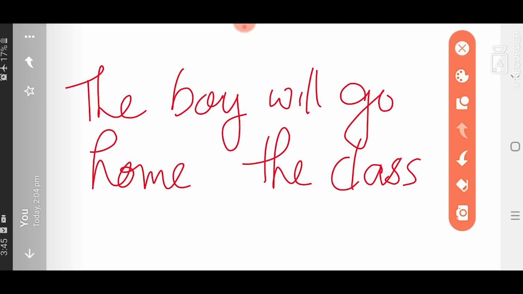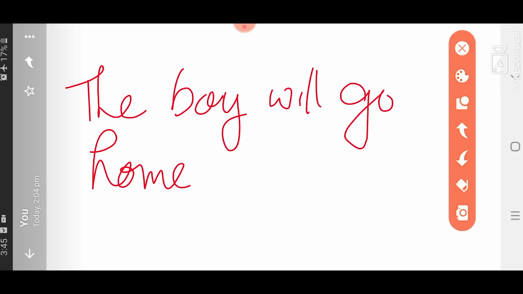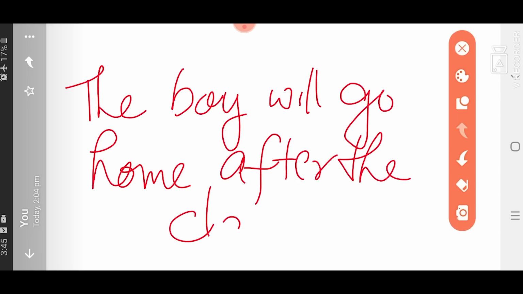Now how can we write it another way? The boy will go home after the class. After the class. I think all of you got the correct meaning. Here I added the word after. Then it is clear, isn't it? Now here, the words under and after are prepositions. What is a preposition? Do you know? Okay, let's discuss.